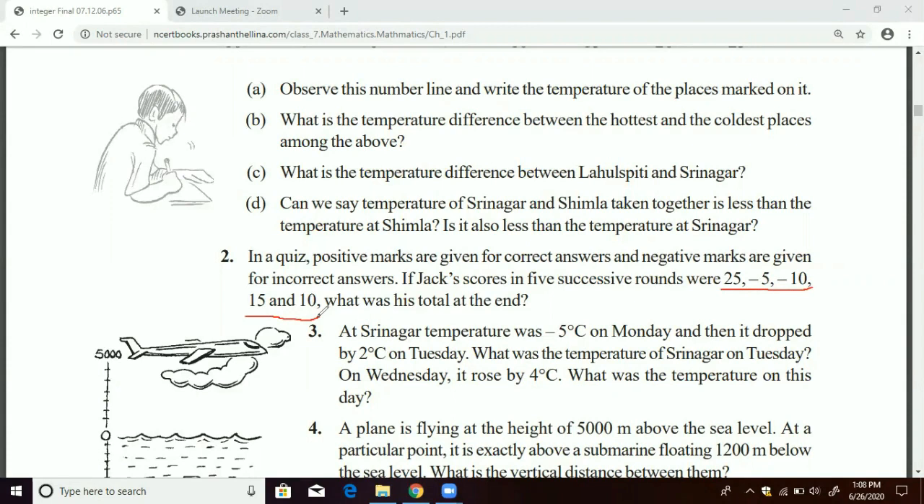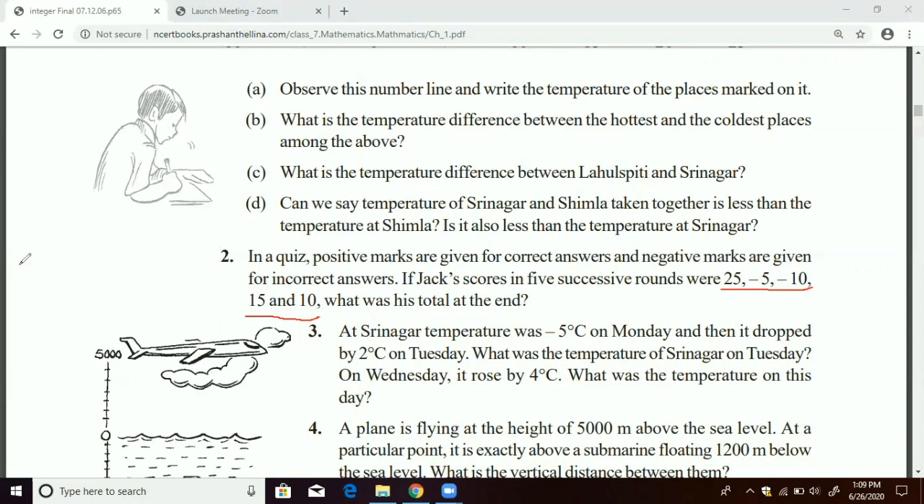What is the property of that quiz? Positive marks are given for correct answers and negative marks are given for incorrect answers. That means in the first round, he got 25 because of his more correct answers. The second time, he made more mistakes and got a negative mark. The third time also he got a negative mark, and the fourth and fifth times he got positive marks. We want to find the final mark by adding all these numbers.